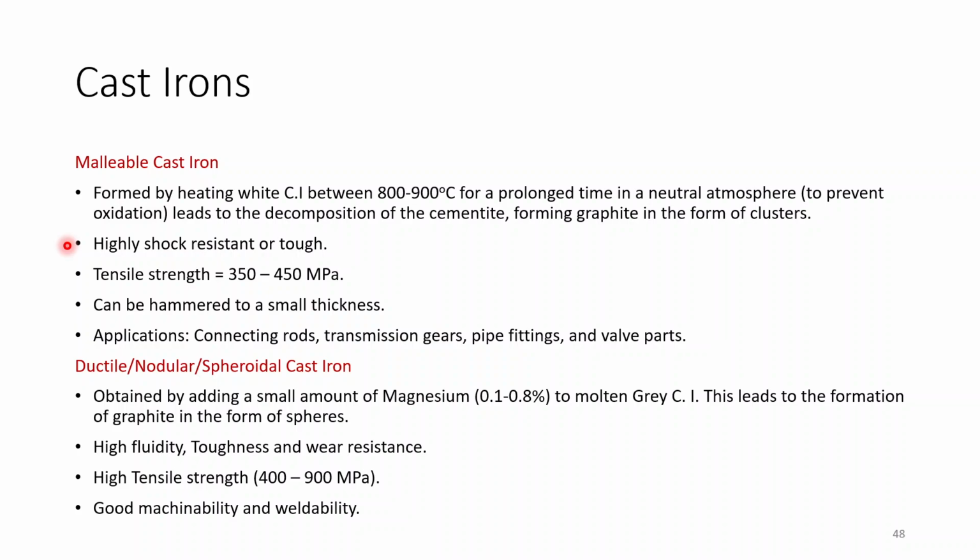Next is ductile, nodular or spheroidal cast iron. It is obtained by adding a small amount of magnesium or cerium or these types of elements, around 0.1 to 0.8%, to molten gray cast iron, and this leads to the formation of graphite in the form of spheres. It shows high fluidity, toughness and wear resistance, and it has high strength, around 400 to 900 MPa. It shows good machinability and buildability.